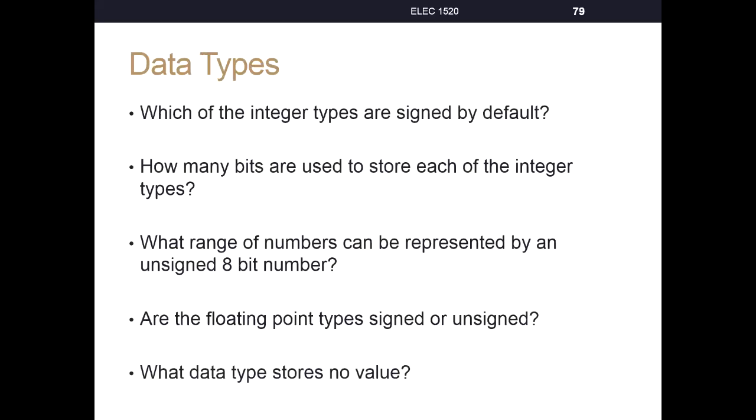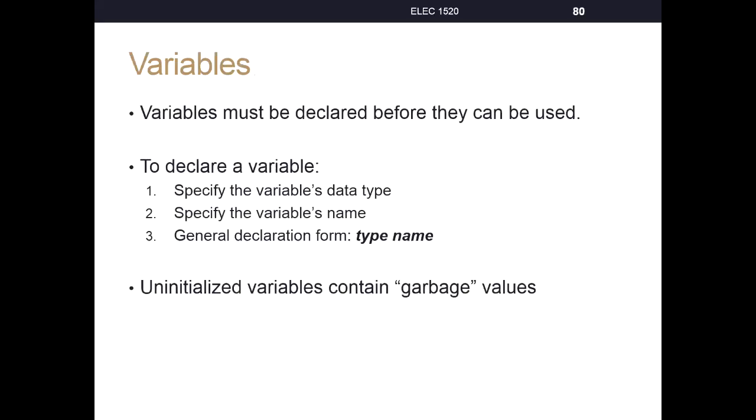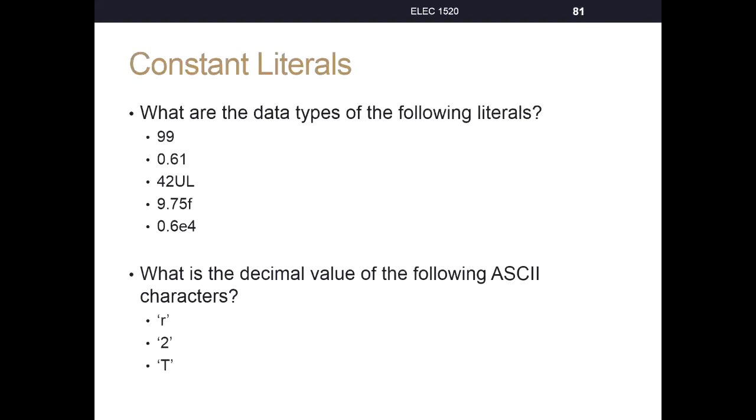Data types. So here's some questions you should be able to answer in terms of data types. These are important to know at this point. So go ahead and answer these questions. Variables. Remember that variables have to be declared before they're used. When we declare a variable, remember that it has a data type and a name. That's its general form. And importantly, uninitialized variables contain garbage values. C does not initialize them to some convenient number such as 0. So remember that they have garbage values if we don't initialize them.